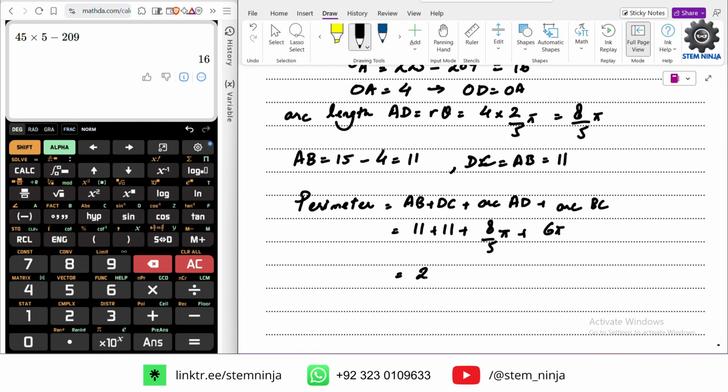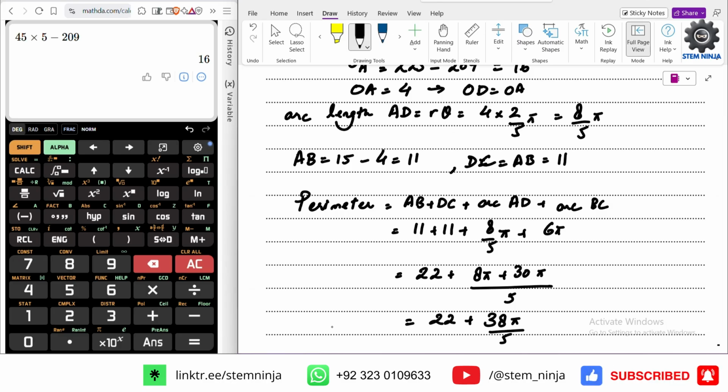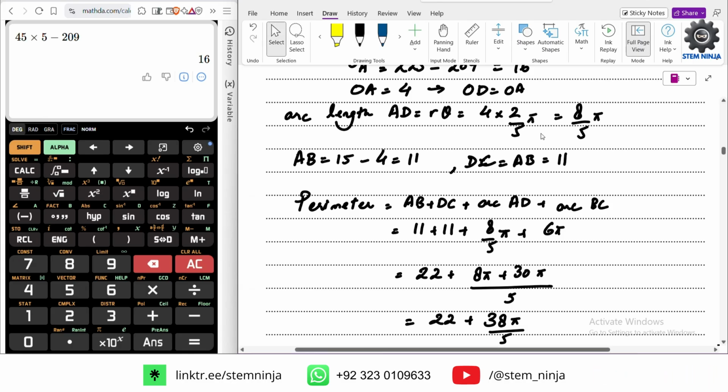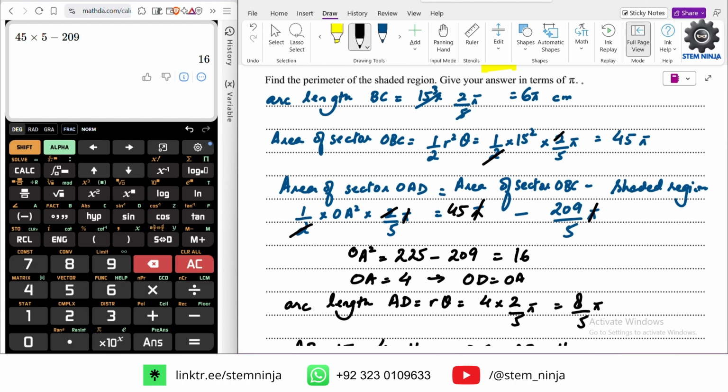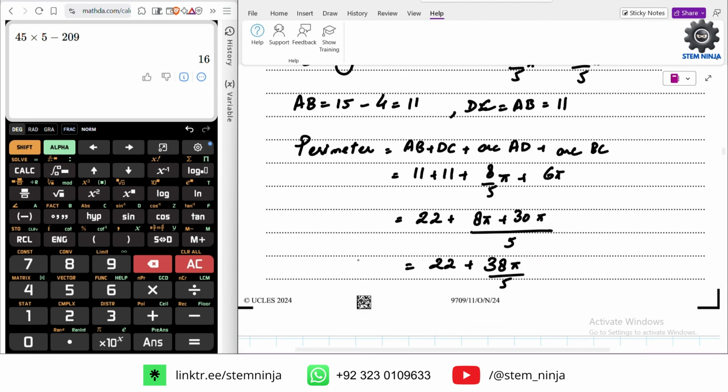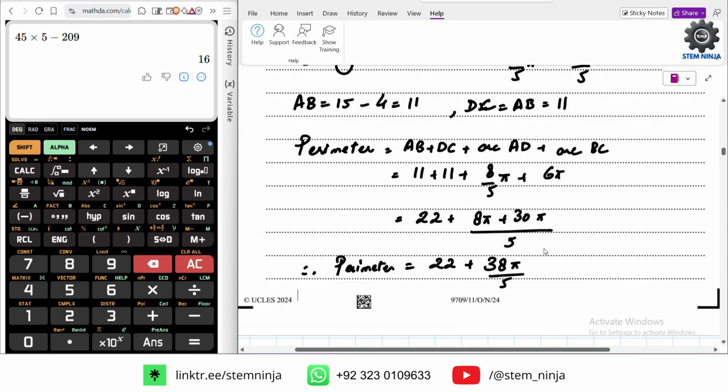So we have 22 plus 8 pi plus 30 pi over 5. So this would turn out to be 22 plus 38 pi over 5. This is your perimeter exact value. Give your answer in terms of pi, so this is indeed pi. So perimeter, therefore, is this. Okay, so this is this question. Let's move on to the next one.